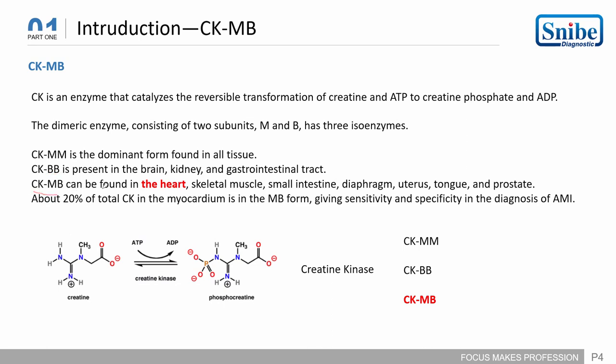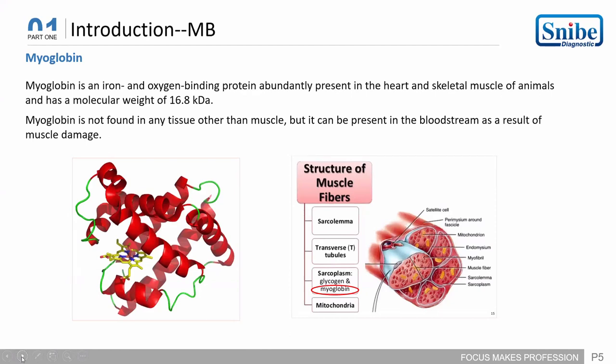CKMB is found in the heart and also in skeletal muscles, small intestine, diaphragm, uterus, tongue, and prostate. About 20% of the total CK in the myocardium is the MB form, so it gives sensitivity and specificity in the diagnosis of acute myocardial infarction. Creatine kinase converts ADP to ATP and phosphocreatine, and this creatine kinase is of 3 types. The specific cardiac marker is CKMB.